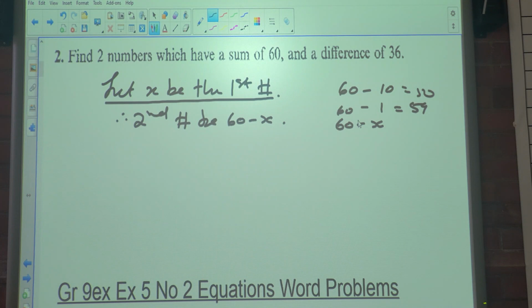Okay, you all agree with that? Again, we let the first number be x, the second number is going to be 60 minus x. Remember when we did the introduction to this, we said if you have two numbers, the first number will be x and the other one will be a number in terms of x. You guys understand?